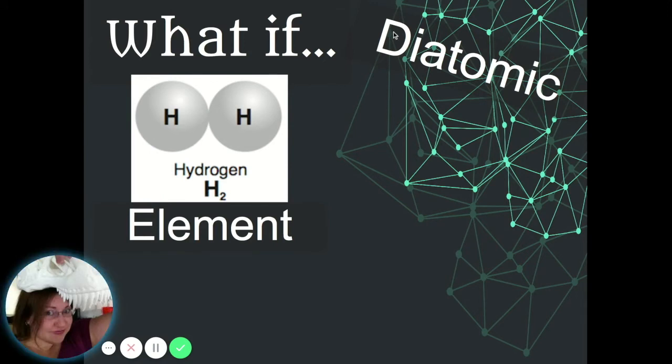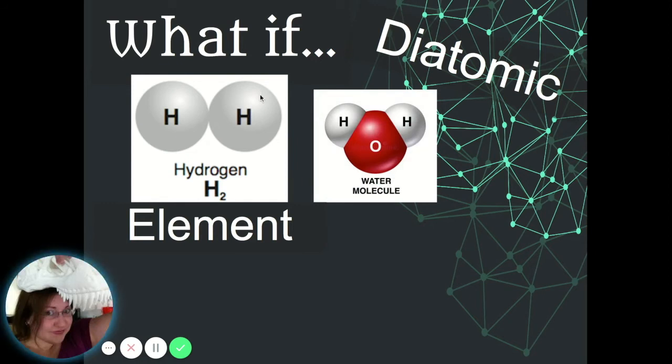The reason why, if you look at your stems, is that di means two, and atomic refers to atom. So it's two atoms of the same element that are bonded together. That means that this particular substance, again, is not a compound because it is not different elements bonded together. It's the same element bonded together. So this is a diatomic molecule.